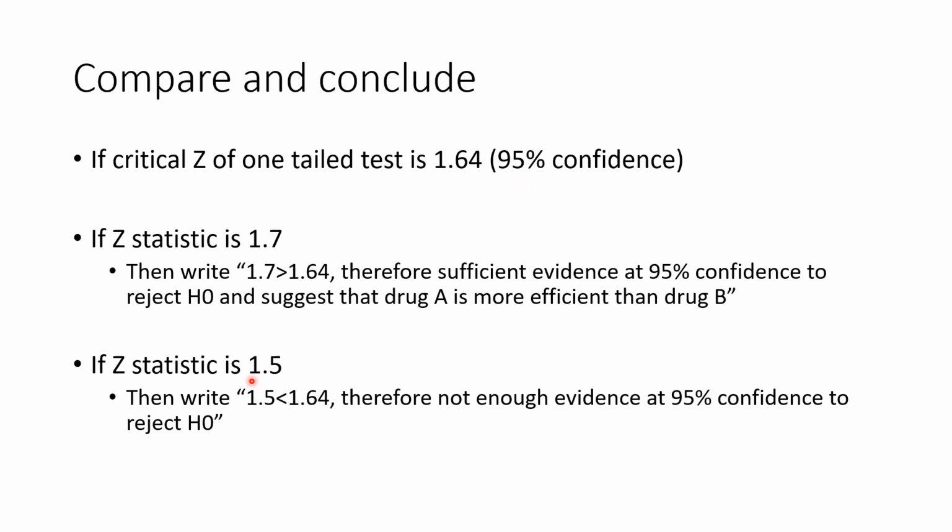If your Z test statistic was 1.5, you would write 1.5 is less than 1.64, or 1.5 is less than the critical Z value. Therefore, not enough evidence at 95% confidence to reject H0.